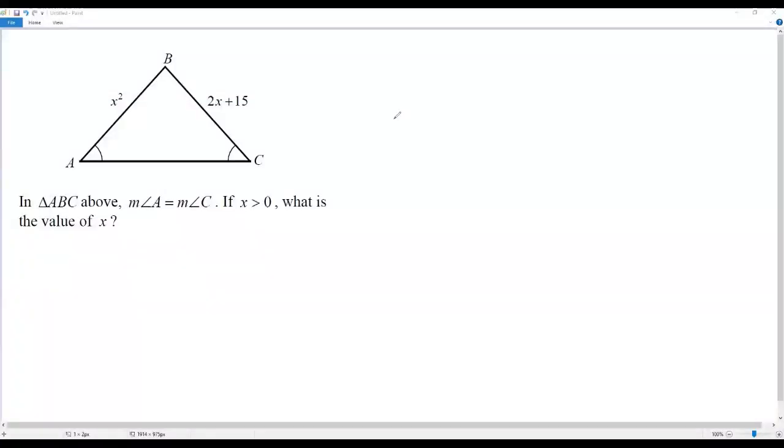Here we have a geometry problem. There is a triangle given. Okay, let's go with the information. In triangle ABC above, measure of angle A equals measure of angle C. If x is greater than 0, what is the value of x?